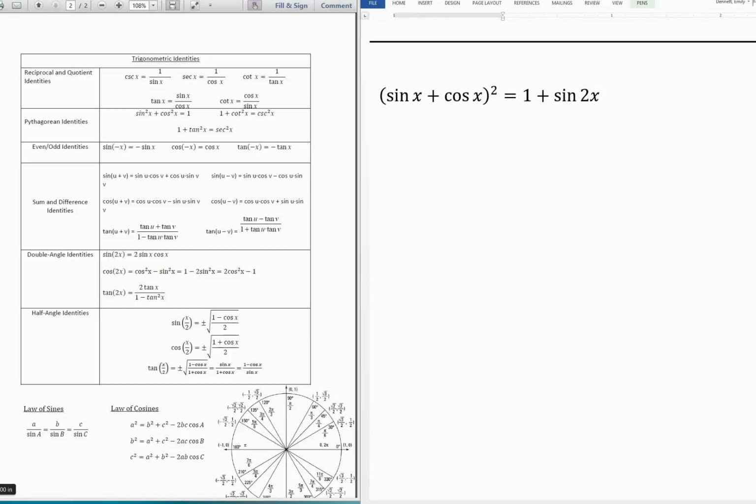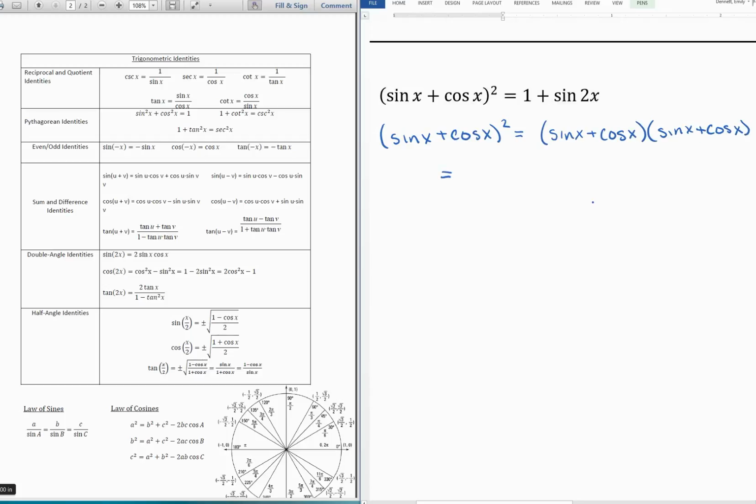Okay, here we're going to use some more of the identities that we've learned to help verify identities. Okay, so remember we're going to start off with the more complicated side, and here it's kind of hard to decide, but we're going to start with the left-hand side. So we're going to start with sine of x plus cosine of x, squared. Now what does that mean? That means we want sine of x plus cosine of x times sine of x plus cosine of x.